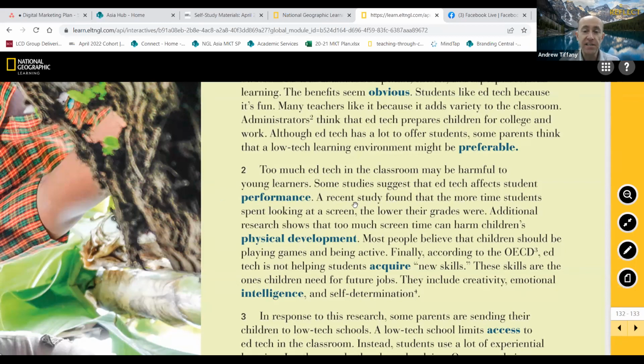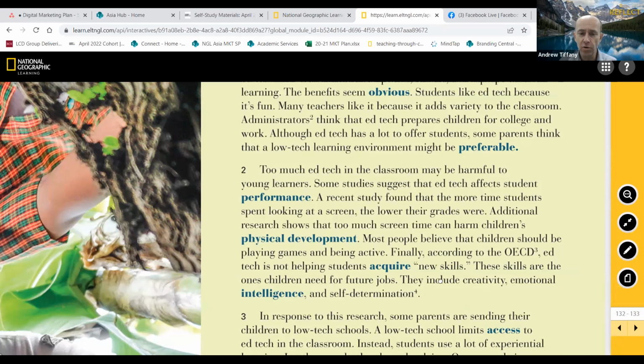Okay, we've got a study which talks about grades and screen time, okay? There's more research about physical development, right? There's a belief, okay? Now that's not a fact, that's a belief, okay? Not an opinion, not a fact, excuse me. It's an opinion, okay? And then the OECD is talking about how it doesn't help students acquire skills. Okay, so we've got a few different points here about why this may not be so good.